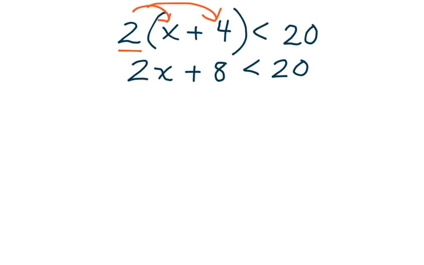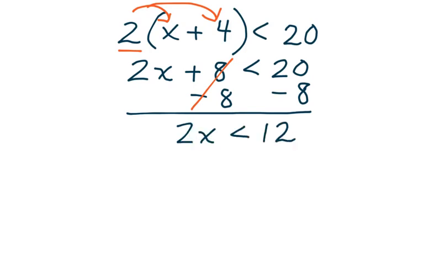Now we have a two-step inequality. We're going to start by subtracting 8 from both sides. Now notice that these 8's cancel, leaving us with 2x is less than 12. Now we can divide both sides by 2, and x is less than 6.